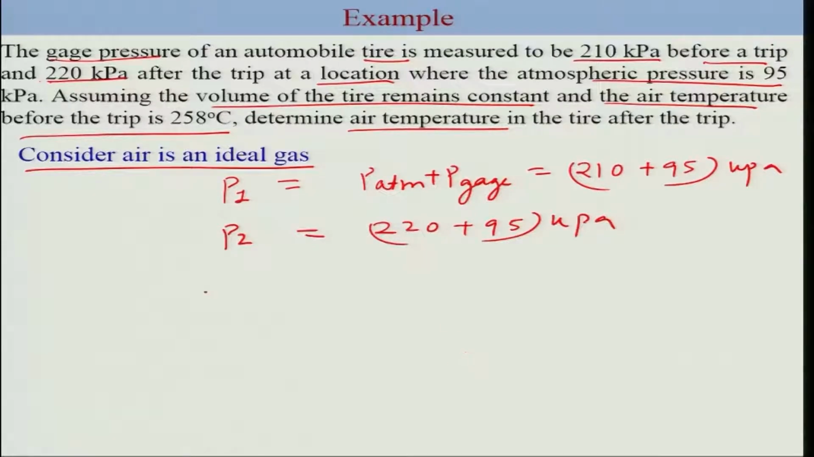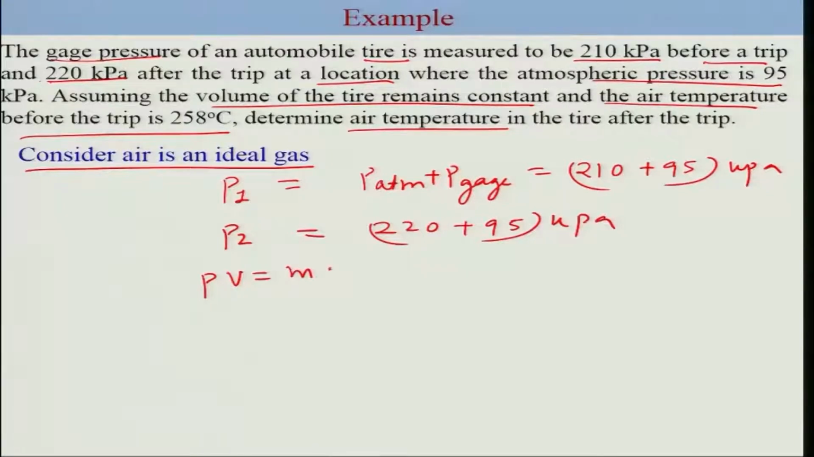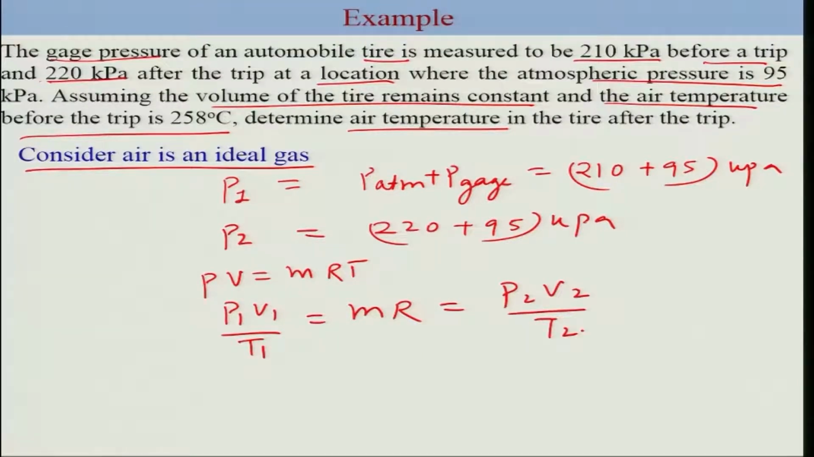Now if we are using the ideal gas, PV equals, whether you take it based on mass or based on moles, because the volume remains constant, the mass is going to be constant since it is a closed system, and your number of moles is also going to be constant. So whether we take, let's say, mRT in this form, we can write the before-the-trip information: P1 V by T1 mR. This should be the same as P2 V by T2 mR, because this is constant.